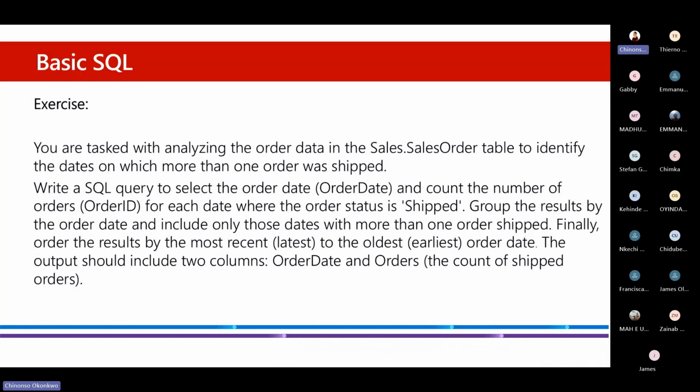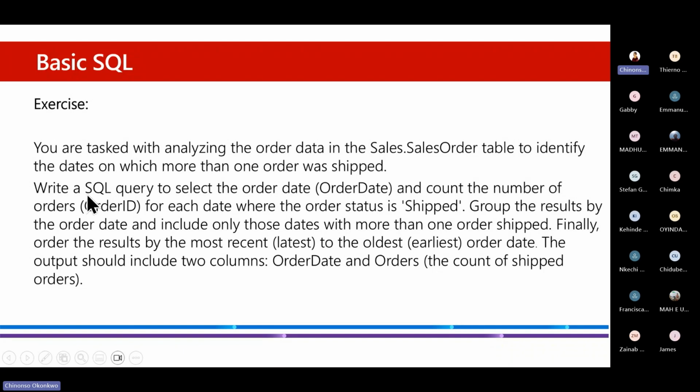You're tasked with analyzing the order data in the Sales schema, the sales order table, to identify the date on which more than one order was shipped. They want to know the date on which they shipped more than one order, right? So you have to write a SQL query to select the order date, that's number 1.